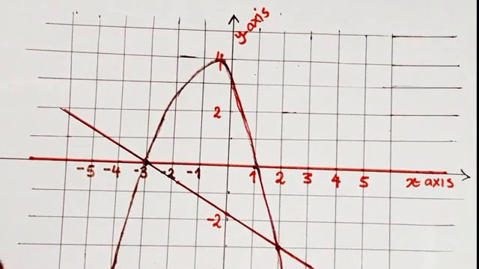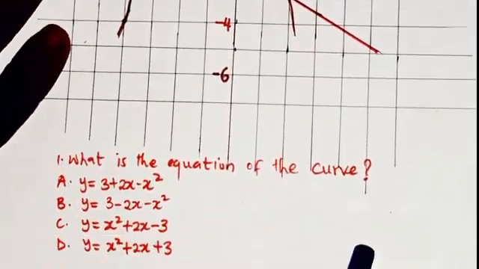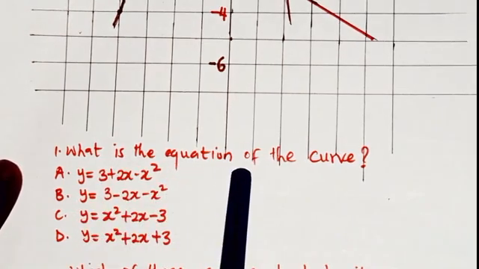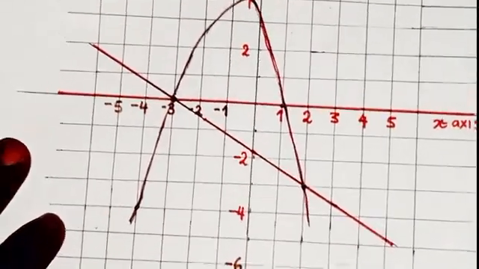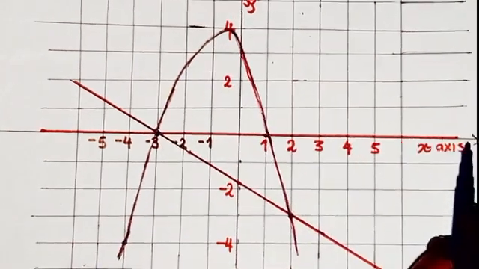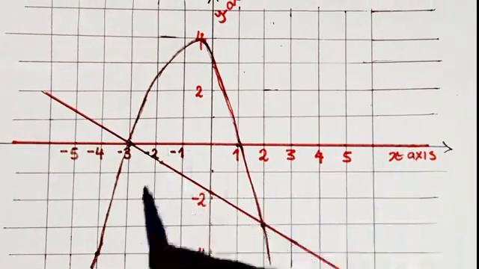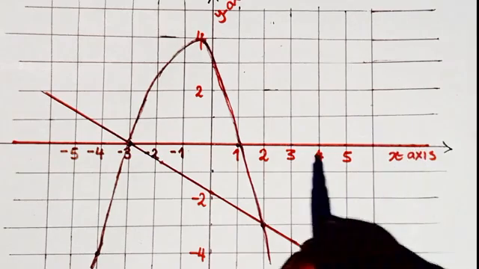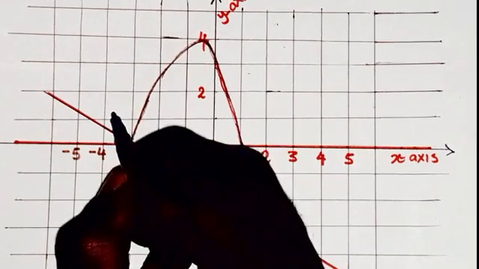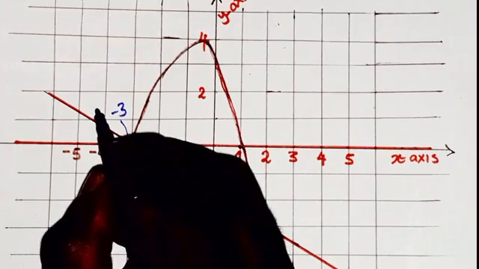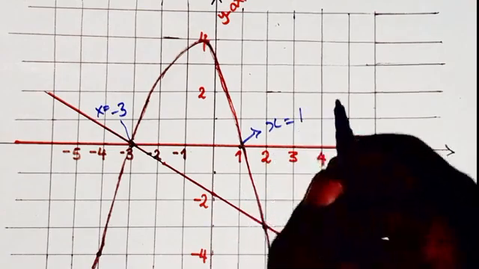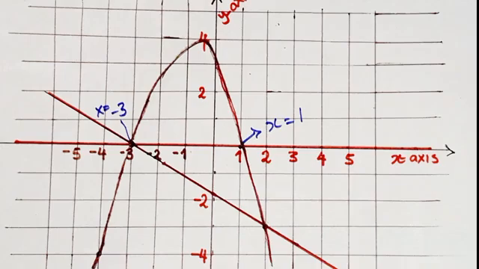Now for the first question that says what is the equation of the curve. If you want to know the equation of the curve from here, we are going to locate the place where this curve and the x-axis meet. From the two ends, you can see here we have x equals -3, and for this place we have x equals 1. So that is the point of intersection we want to know.